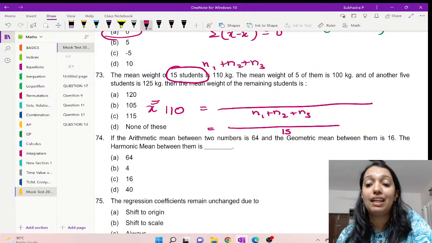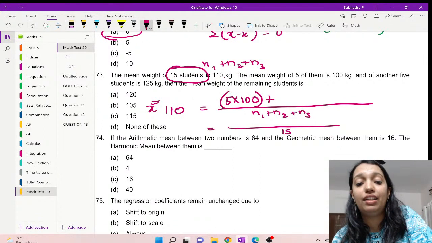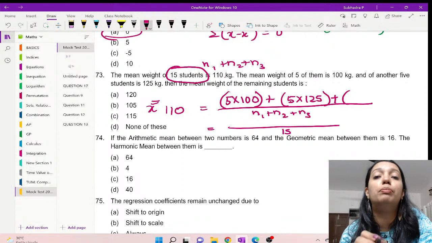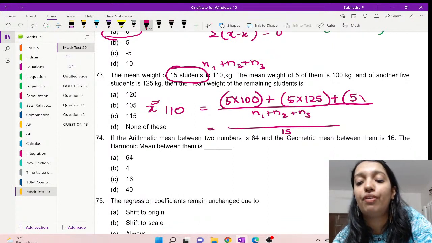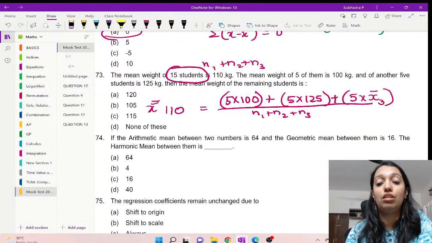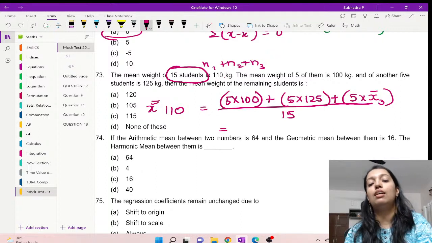The mean weight of 5 of them is 100, X1 bar, plus the mean weight of another 5 is 125, 5 into 125. You tell me, how many students are balance? Total 15, 5, 5. So one more 5. But I don't know their arithmetic mean, so I will keep this as a question mark. You do the calculation. In the denominator we can directly take N1 plus N2 plus N3 as 15. So you can take this to the left hand side.